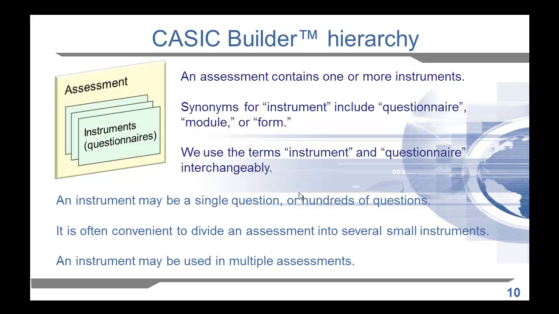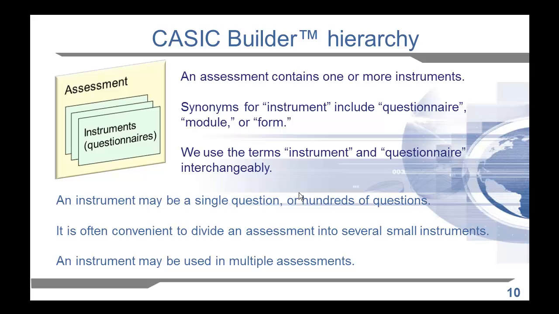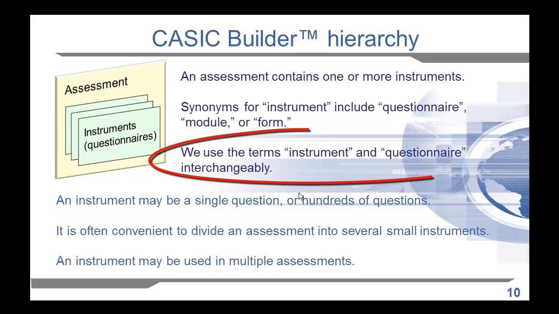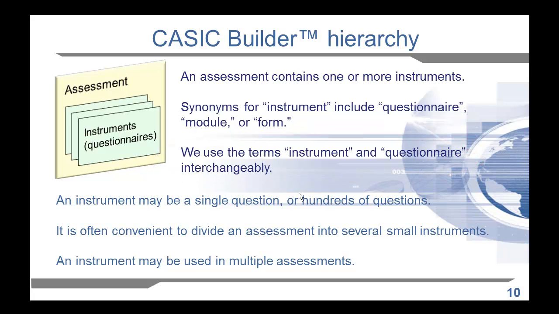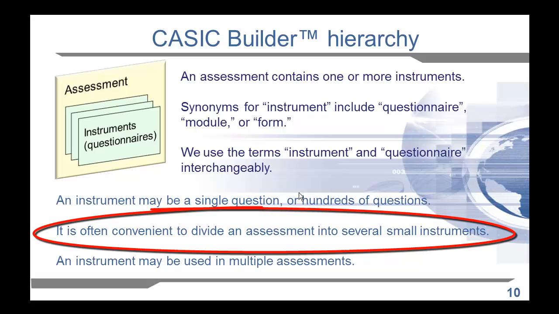Next, let's talk about assessments. We have often seen assessments that consist of hundreds of questions. An assessment is assembled from one or more instruments. Synonyms for instrument include questionnaire, module, form, or section. CASIC Builder uses the terms instrument and questionnaire. To draw an analogy, if an assessment was a book, then an instrument would be a chapter. We have found that it is faster and easier to create and test short instruments than long ones.